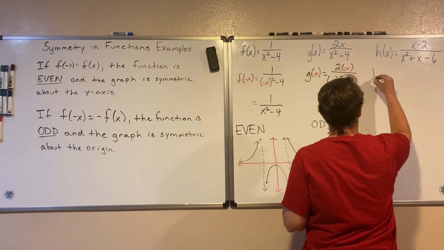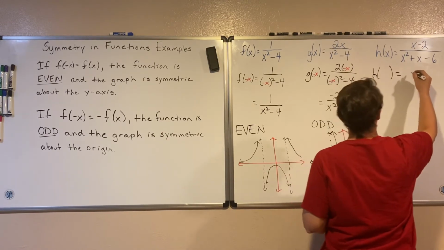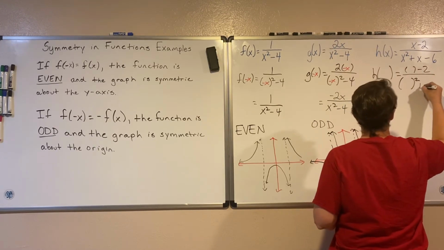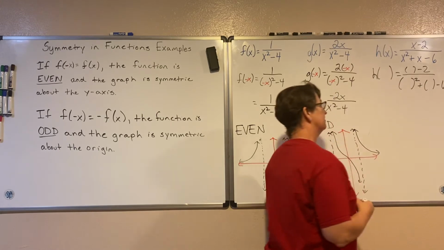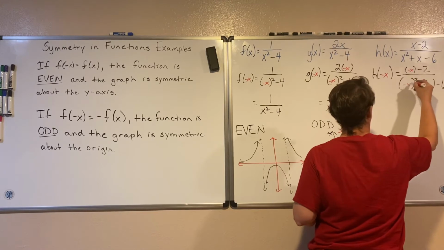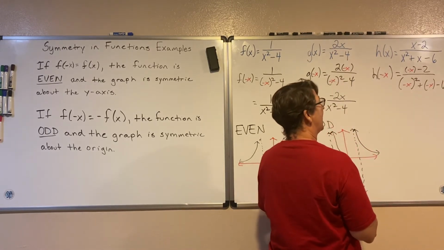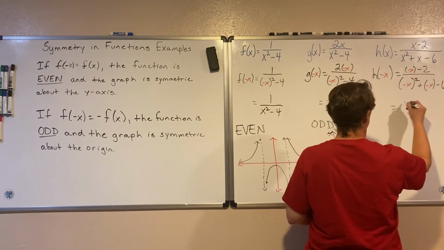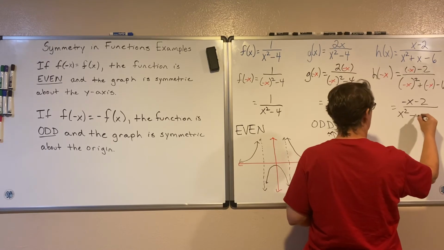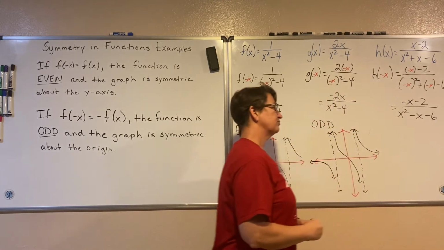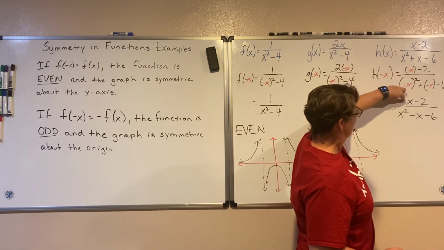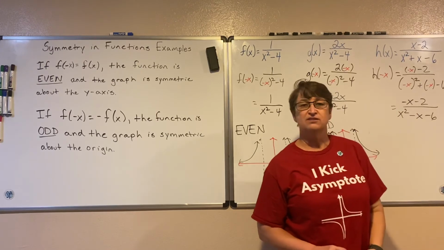Here, on this last one, I'm going to do exactly the same thing, and then we'll compare it to its original. So everywhere I see an x, I'm going to insert a negative x. I'm going to substitute in a negative x, and then we'll simplify and compare it. So a negative x minus 2 is just minus x minus 2. And then on bottom, I have x squared minus x minus 6. So we notice that this is not identical to our original function. I have a negative here and a negative there. So it is not even.